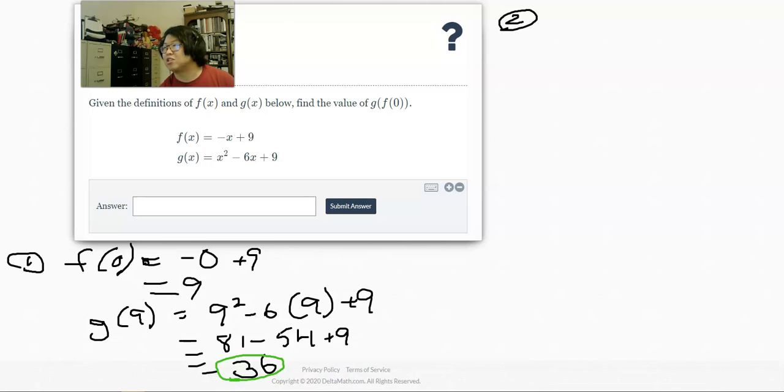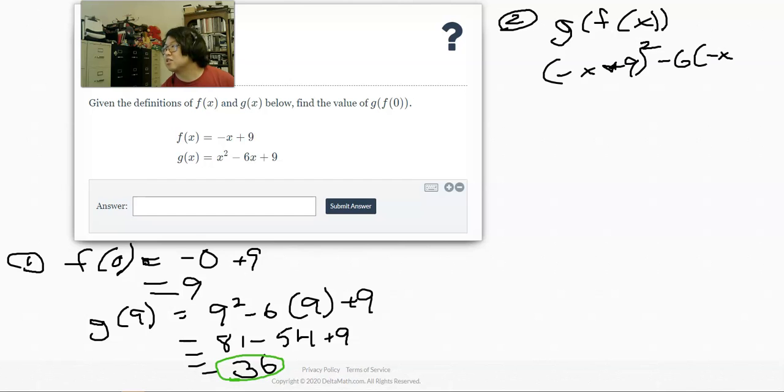Okay. Here's the other way. I'm just talking about g of f of x. I'm not talking about any zeros right now. I'm just going to put my f of x, negative x plus 9, and plug it straight into my g of x. So that's going to be x squared minus 6 times x here plus another 9. And then I've got to simplify it.